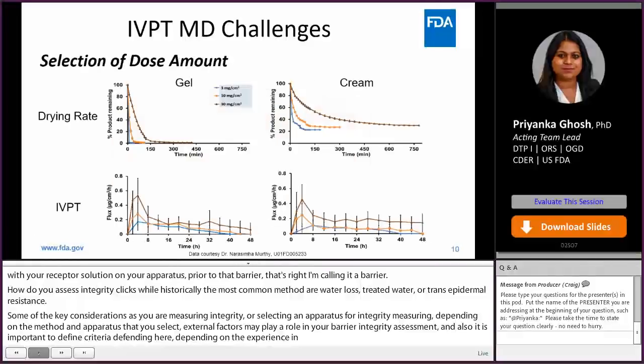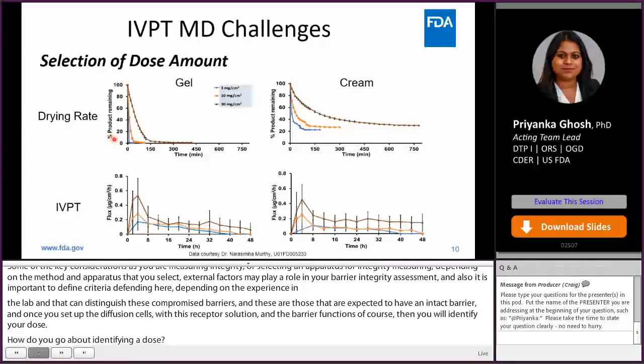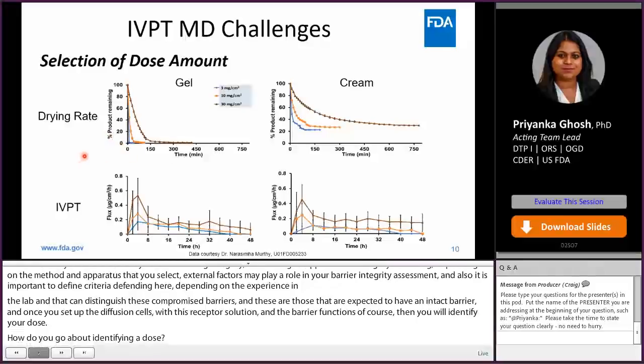So how do you go about identifying a dose? This is just some example data sets from our GDUFA regulatory science research where we show that when you vary the dose, and this is drying rate data on the top panel here, not IVPT data.